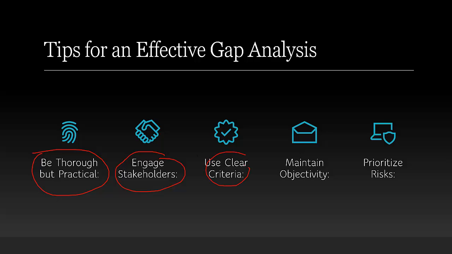Use a clear criteria. I told you, right? Clear criteria like compliant, partially compliant, non-compliant. That should be consistent. Maintain the objectivity. Maintaining objectivity means assess based on evidence, not assumption. Okay, document the findings. And more important, you should prioritize the risk. Okay, not all gaps are equal, so focus on those with the highest impact. I've shown you, right? Policy and risk assessment are the first priority.